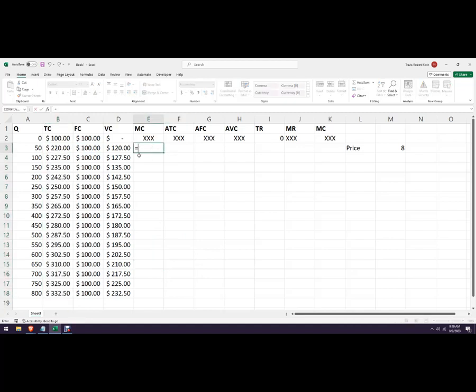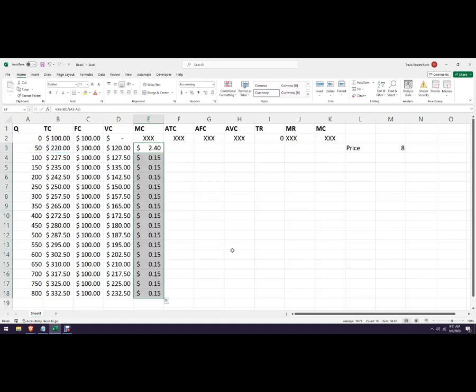Marginal cost, we're going to write a formula for this. You can either use the difference between the total costs or the difference between the variable costs. I'm going to use total cost because that's more of what people are usually talking about. So it's the difference between the total cost of 50 units and the total cost of 0 units, divided by the difference in quantity. In other words, the first 50 units was the additional cost. I put them in parentheses just so Excel doesn't get confused, and I just copied that formula all the way down. So the marginal cost of the first 50 units is $2.40. Marginal cost of all the rest is 15 cents. That makes sense because this is a linear cost structure that I wrote.